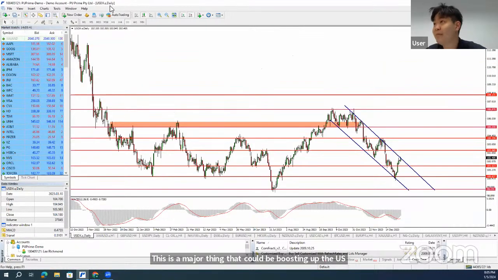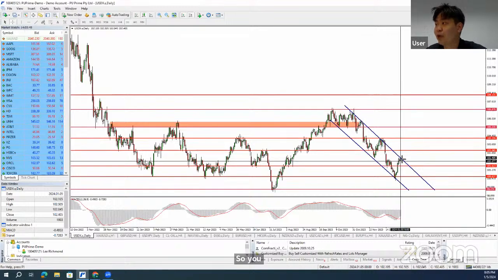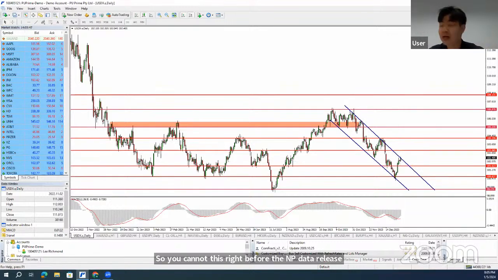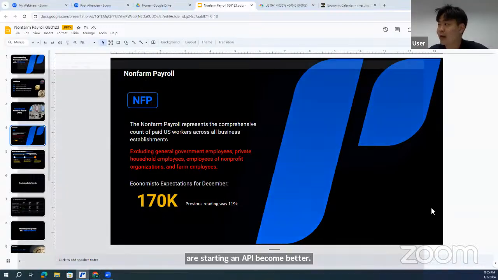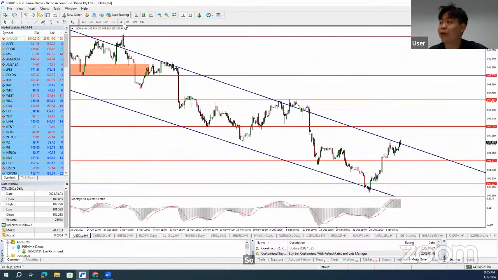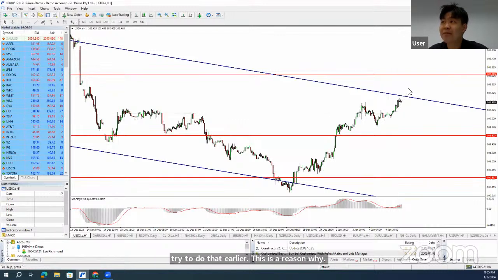So you can notice that before the NFP data release, the trend for the dollar has already started to experience a certain rebound, because a lot of economists are expecting the NFP to become better. So certain traders try to do their trade earlier. This is the reason why the dollar increases even before the data release.